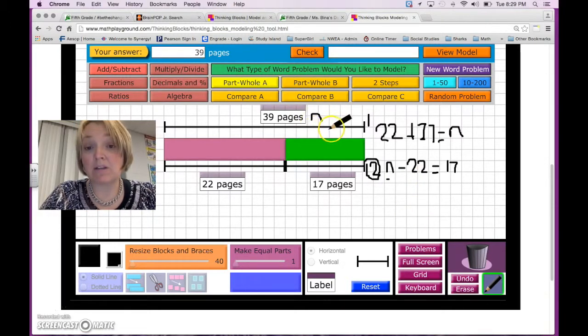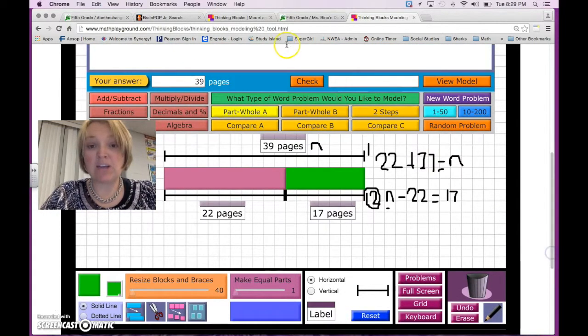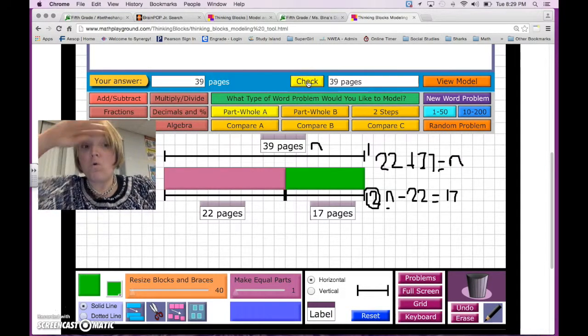But going back to how we solved for n in the first place, looking for that whole, we did solve and we did get 39. So let's just click on my pencil right here and let's just check it and see if we're right. I hope we are. Woo, we're right.